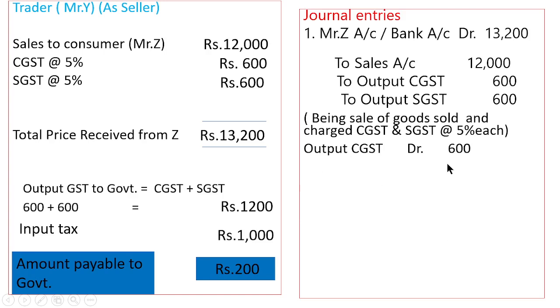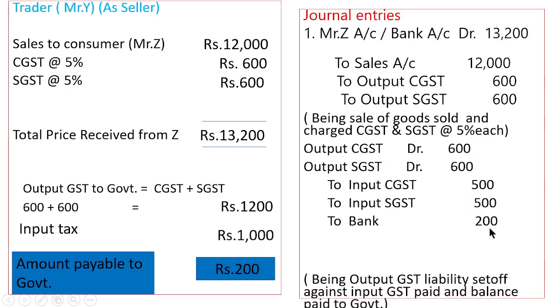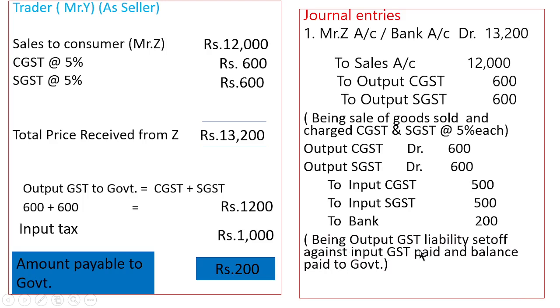So output CGST debit, output SGST debit to input CGST. Already he recorded the input CGST as an asset, so at the time of set off he has to credit it. Input CGST, input SGST to bank, balance paid to government, that is bank. Output CGST 600, output SGST he collected this amount and he set off input CGST and input SGST, balance paid to bank. So narration is being output GST liability set off against input GST paid and balance paid to government.